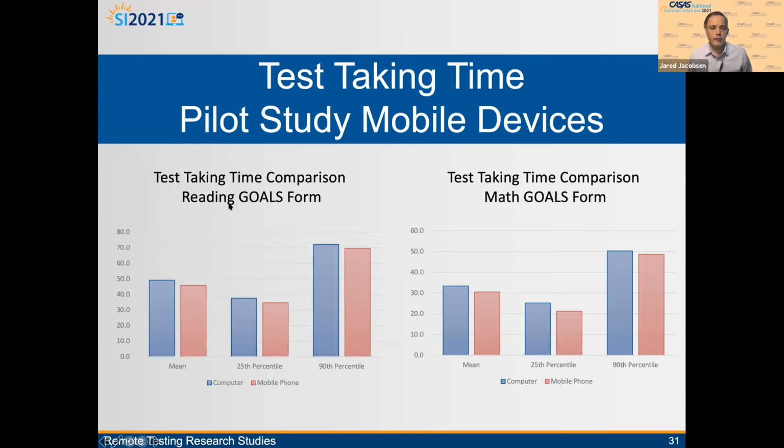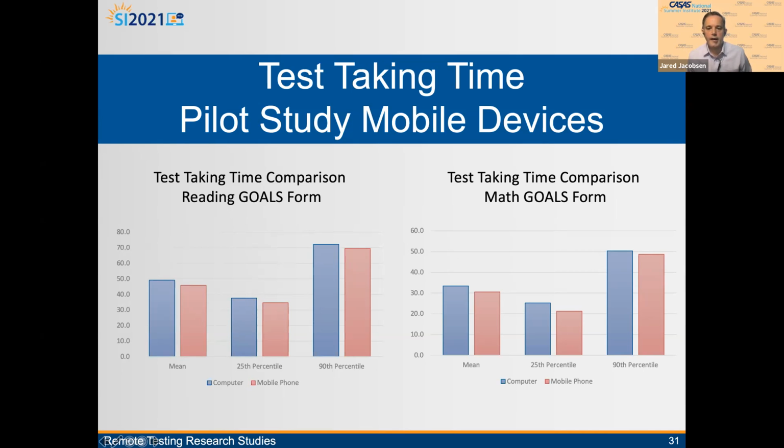You can see here on a reading goals form that we analyzed, the mean test taking time on computer here in the blue versus mobile phone. Mobile phone was actually a little less across the entire population. And then we also looked at the 25th percentile, meaning the 25% of examinees that finished first. What did that look like? We also saw a little bit higher time for computer compared to mobile, and the same at the 90th percentile, where we looked at how long it took those with the highest amount of test taking time. We saw very similar, but actually, once again, just slightly less time to take the test on a mobile device.